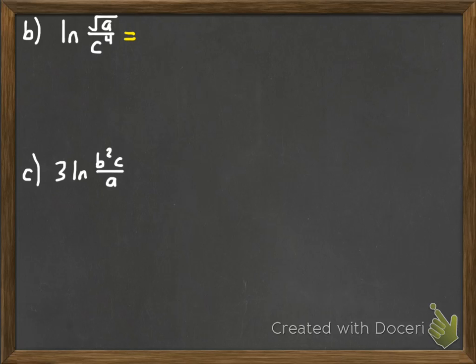Alright, you know that you're going to start off by separating the quotient, so that's going to give us the natural log of the square root of a minus the natural log of c to the fourth. Now this next part's a little bit tricky if you're not thinking fully. How in the world do we get rid of a square root of a that's within a logarithm? Well, square root of a is the same thing as a to the 1/2 power. So I could write this index in exponential form, and it would have 1/2 for an exponent.